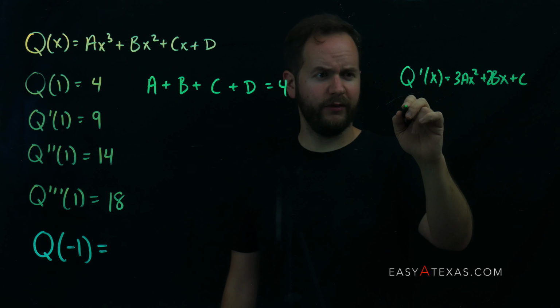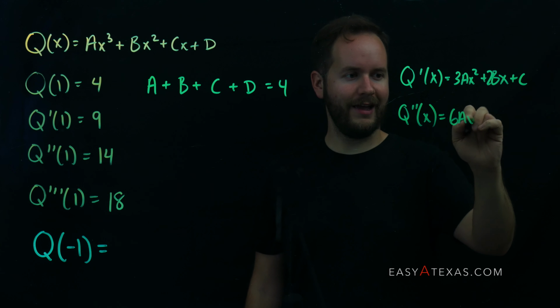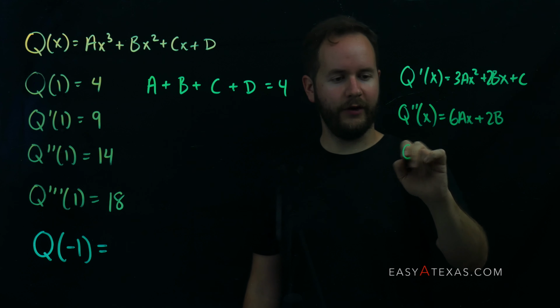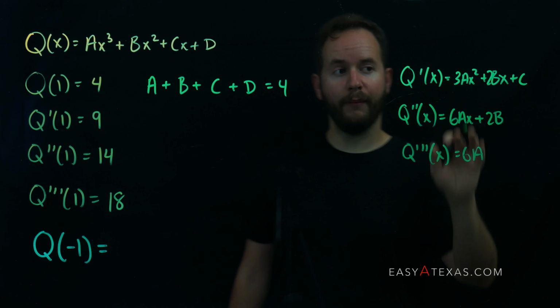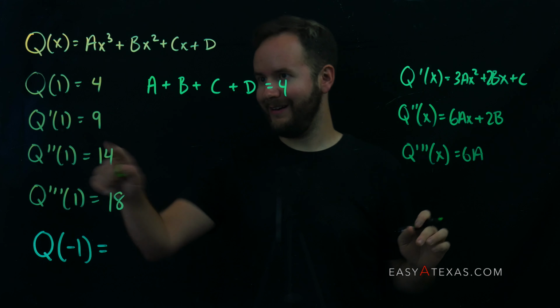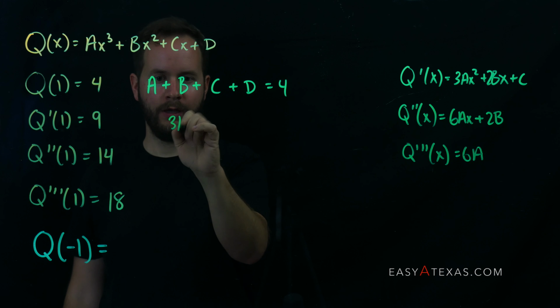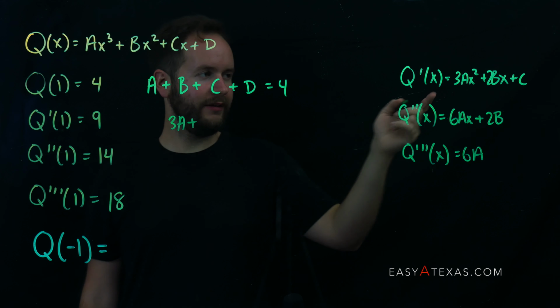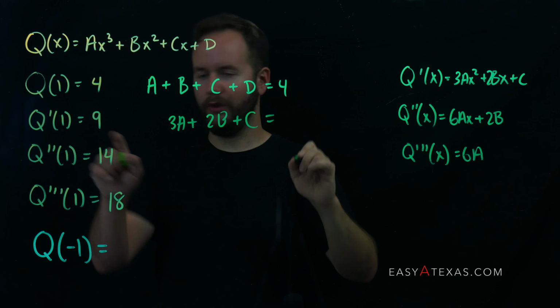Let's take the next two derivatives because we're going to need those as well. So this is the second derivative. This is going to be 6ax plus 2b, and the derivative of that expression will be just 6a. All right, we're told that when I plug 1 into this expression, I get 9. So when I plug 1 in here, I get 3a times 1 squared is just 3a, plus 2b times 1 is 2b, plus c needs to equal 9.